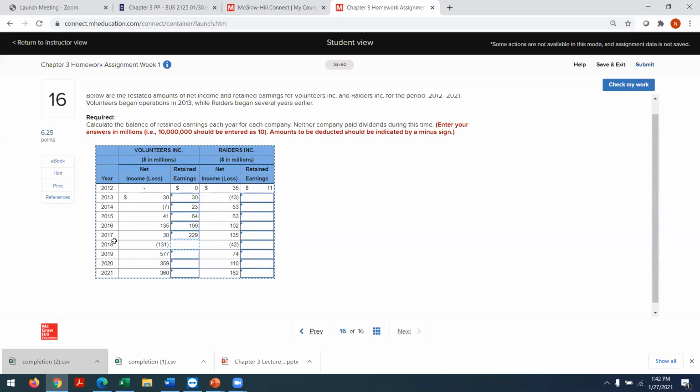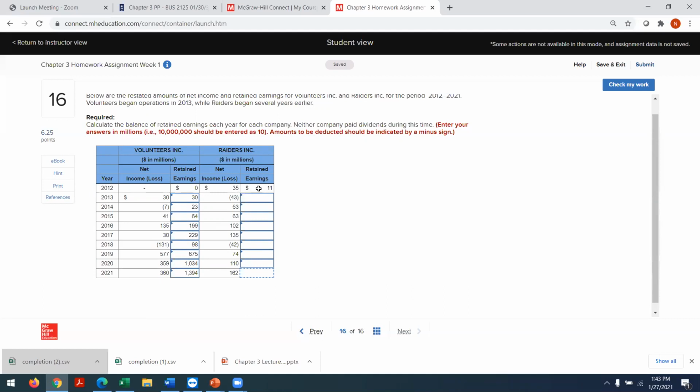What happens when it's a loss of 131,000? The 229 minus 131 is what? 98. 98 plus 577 gives me 675. 675 plus 359 is what? 1,034. And then the 1,034 plus 360 is 1,394.